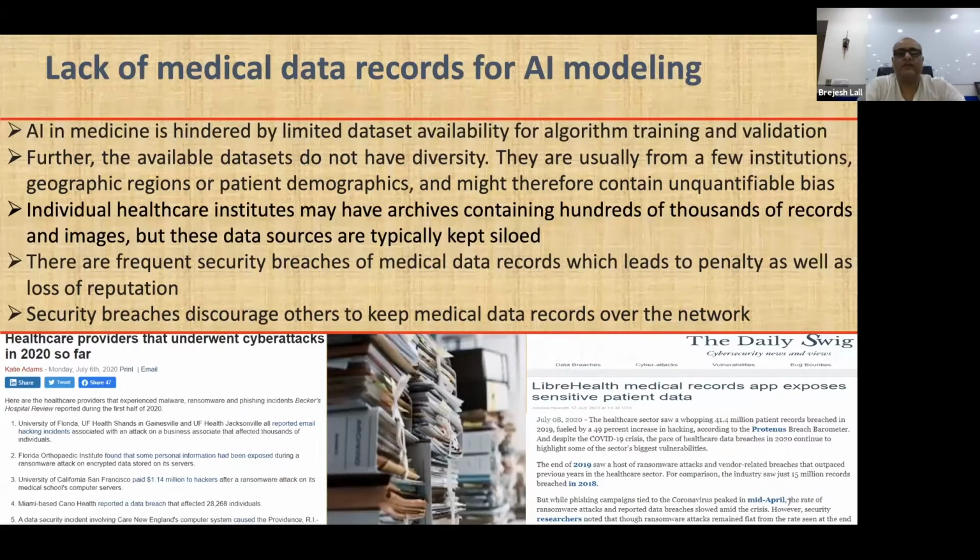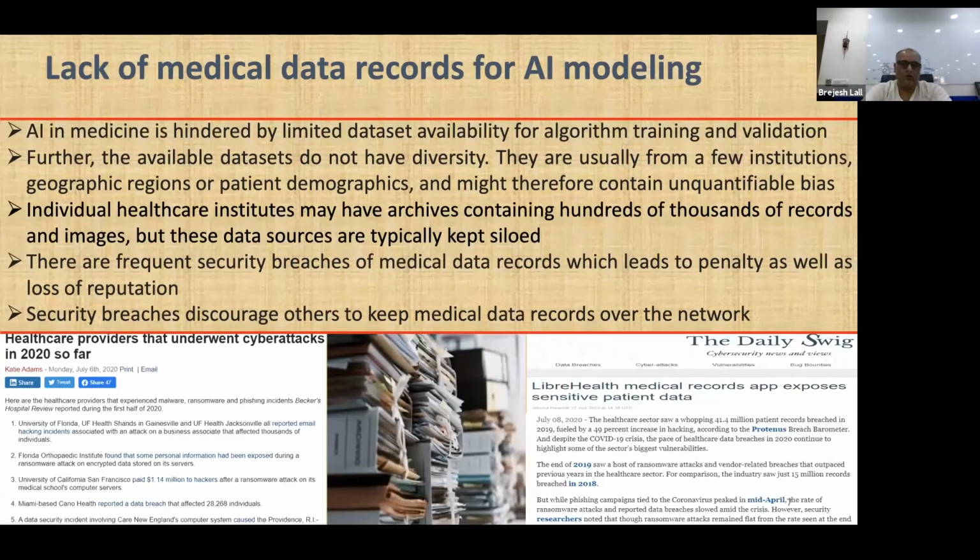Because of this, it is very important, even in the medical domain, that you have good quality, complete medical data records along with good quality labeling. However, this is not really the case. The data sets are limited. The data sets do not have enough diversity. Only a few institutions, only a few geographic regions, only a few patient demographics are the ones being covered in these collections of data records.